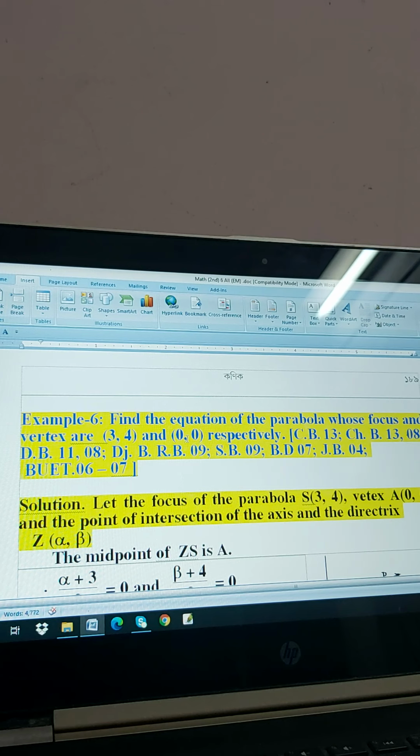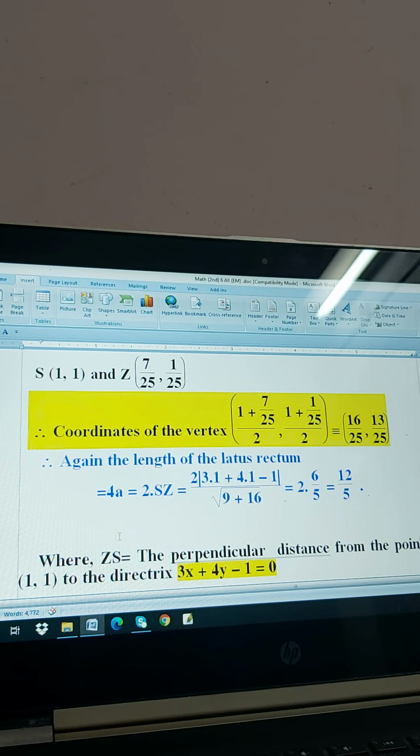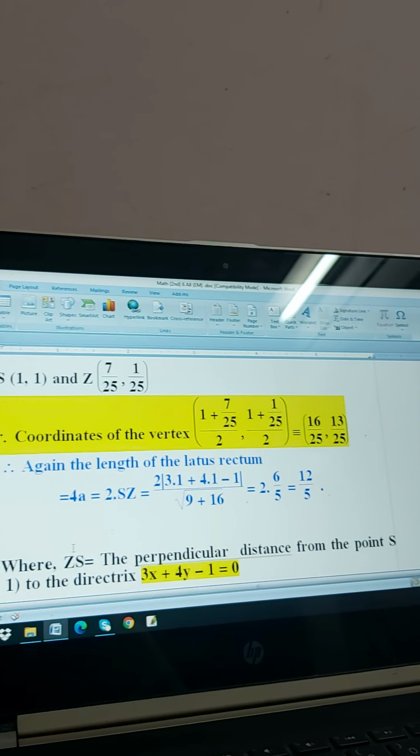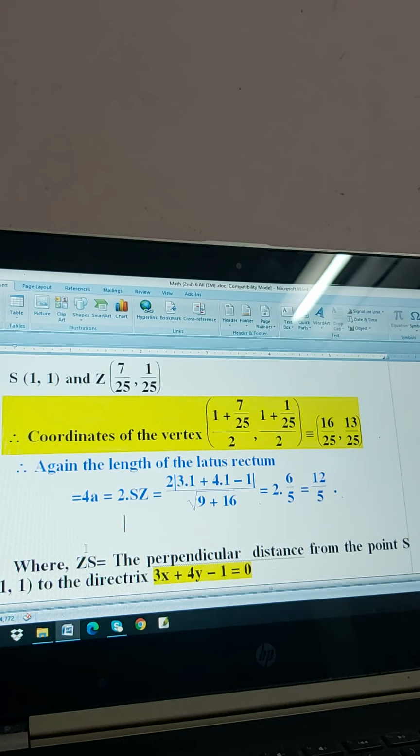Again, let us now discuss example 6. Have any question about this, anybody? My dear students, okay, thanks everybody.